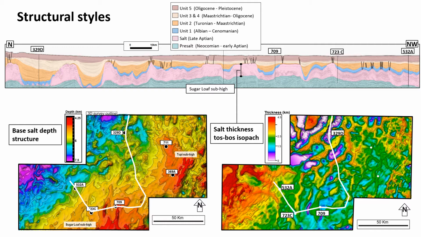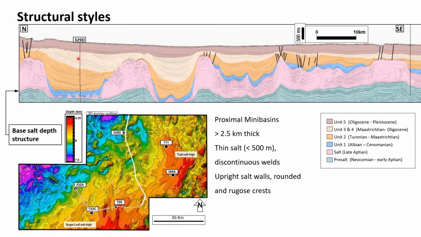north-southeast trending part of the arbitrary line, here we can see some of the proximal thick mini-basins with discontinuous welding of the mini-basin floor and bounded by upright salt walls characterized by rounded and more rugose crests where the intrasalt intervals are truncated. Units within the mini-basin are bowl-shaped due to vertical mini-basin subsidence and wedge-shaped, indicating shifting of the depocenters. This section also shows a more triangular-shaped diapir located at the ramp on the Outer High.